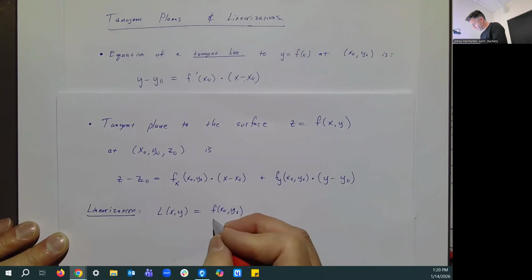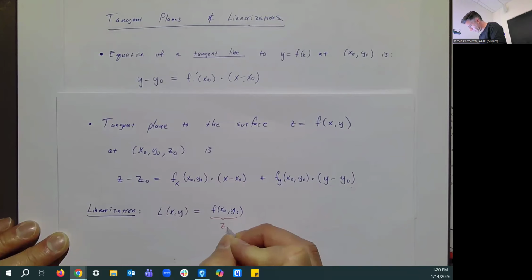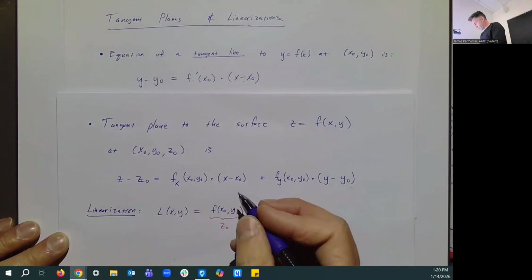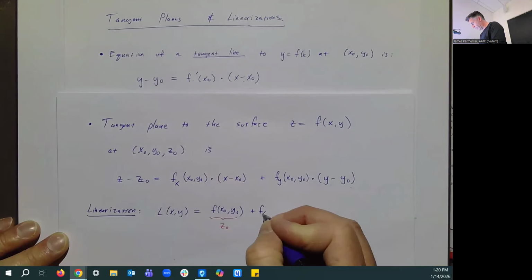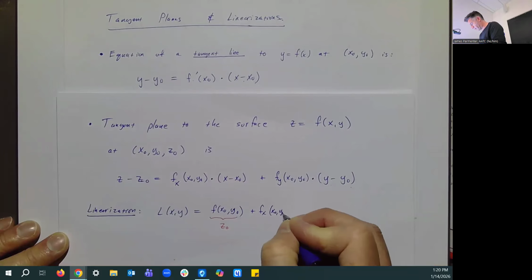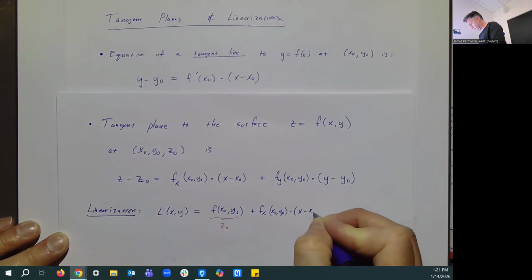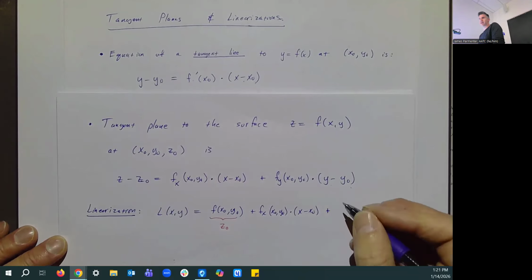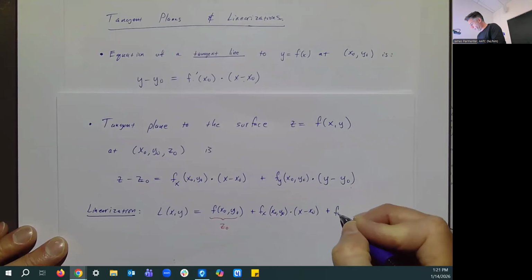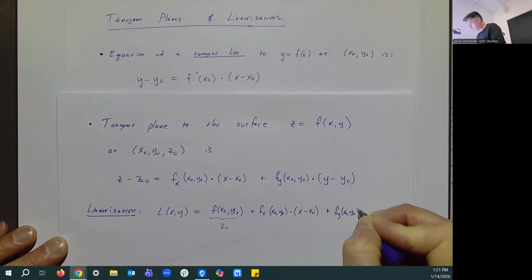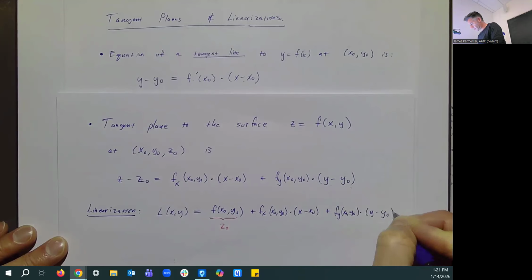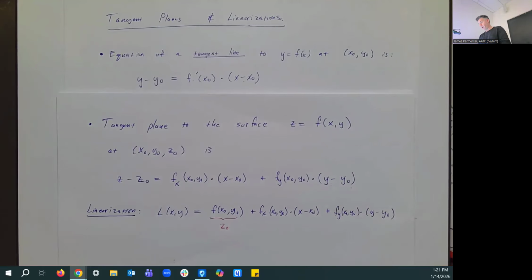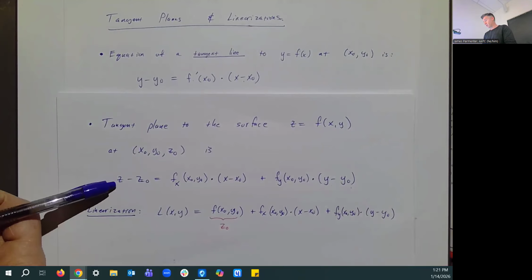In fact, just so everyone feels comfortable with this, it's your z naught plus the same stuff that's already there. fx at x naught comma y naught times x minus x naught. Sometimes people leave off the parentheses x naught y naught and just say it's fx times x minus x naught plus fy times y minus y naught because the meaning is still there. So fy at x naught comma y naught times y minus y naught. So not much of a leap from the tangent plane equation to the linearization equation.